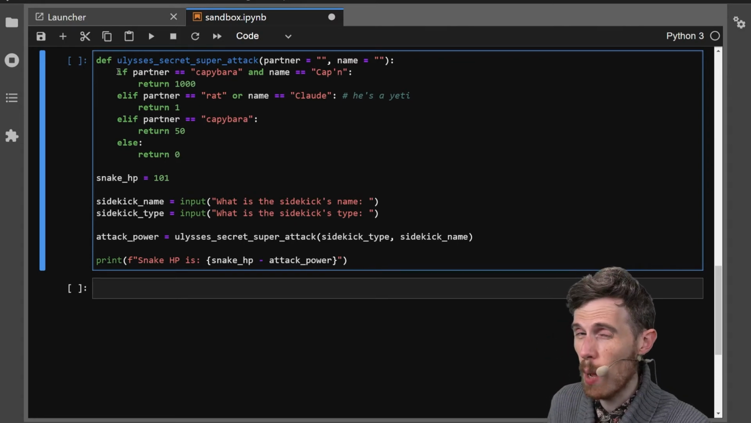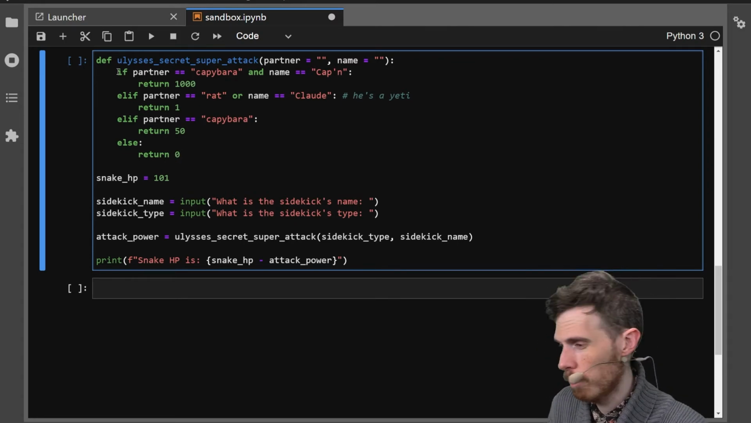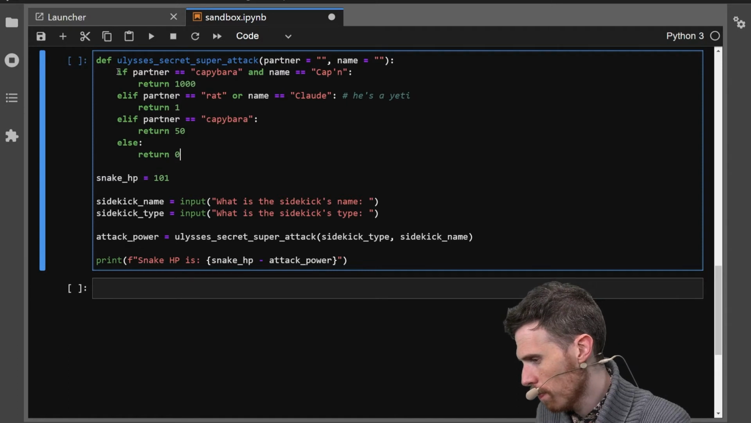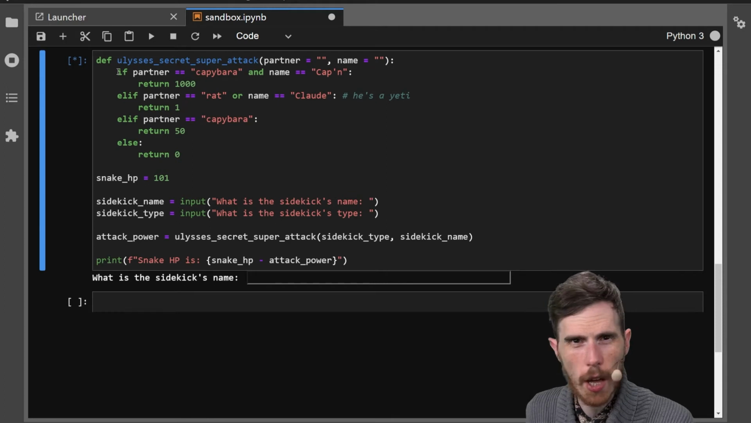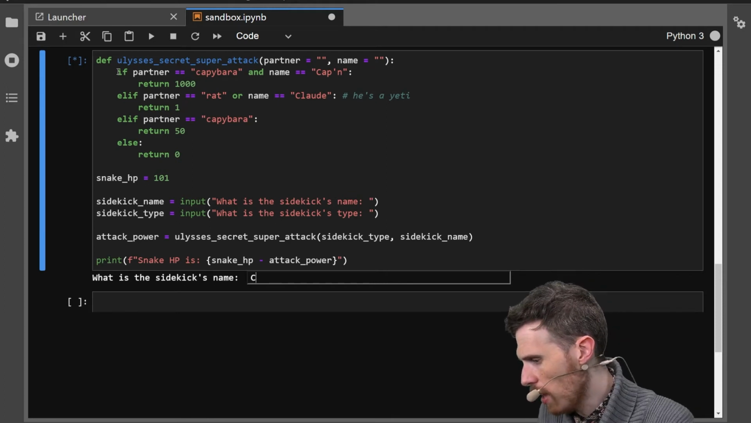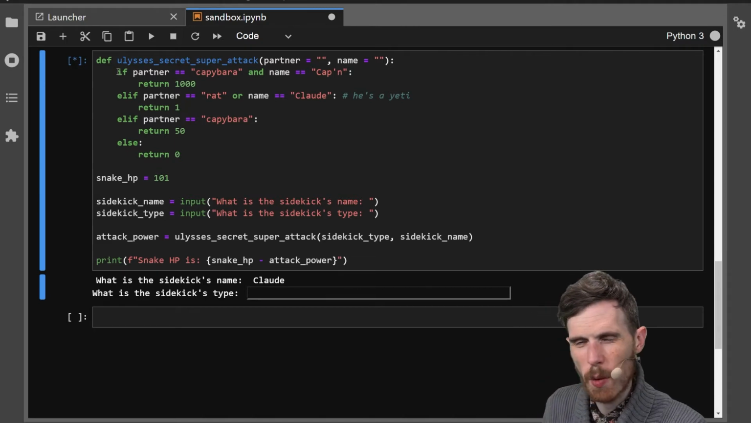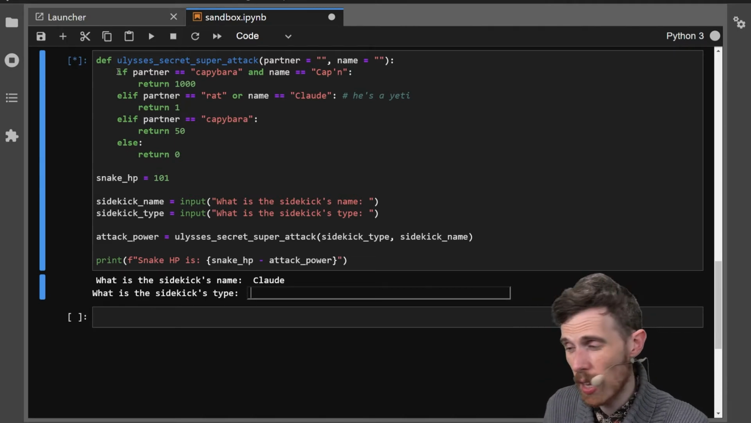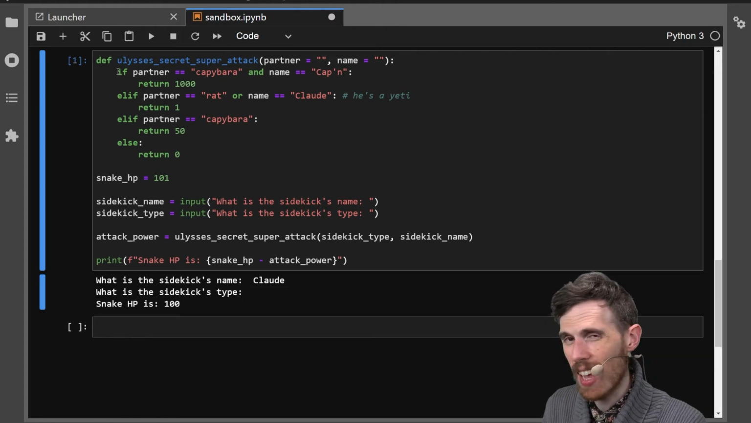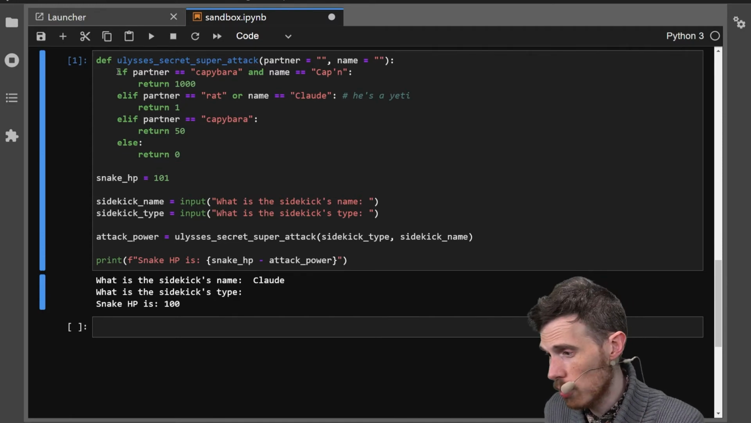So let's find out what happens when some folks show up. So the first attack, we are going to have Claude show up. So Claude's going to hang out and say, well, you know, I'm Claude. And we're just not going to put in a sidekick type because we'll just leave it blank. We have default arguments. We can handle that. We notice that the snake's HP decreases by 1. So that's consistent with what we know about what happens when Claude shows up. It should decrease by 1.